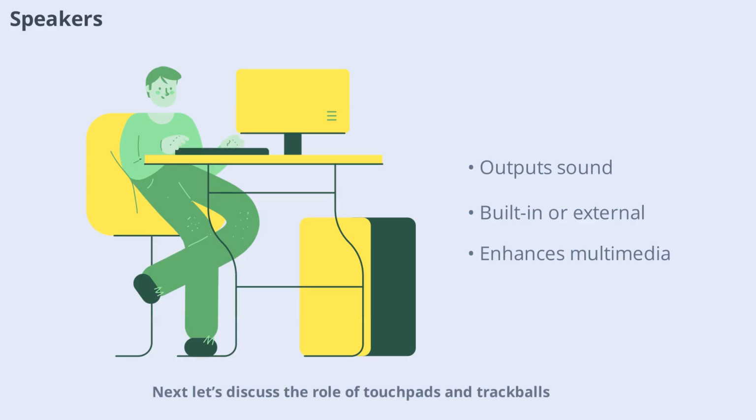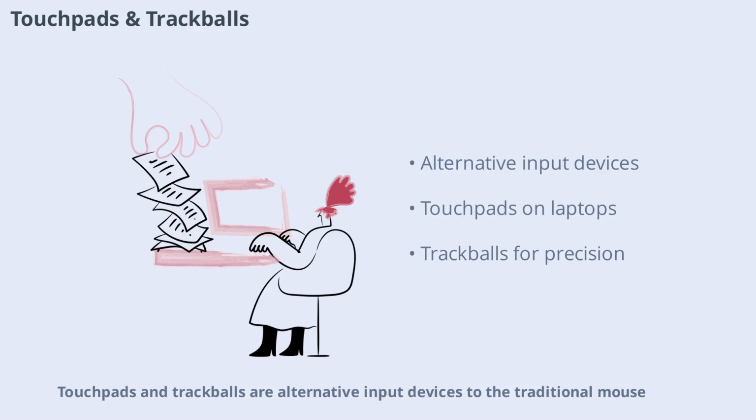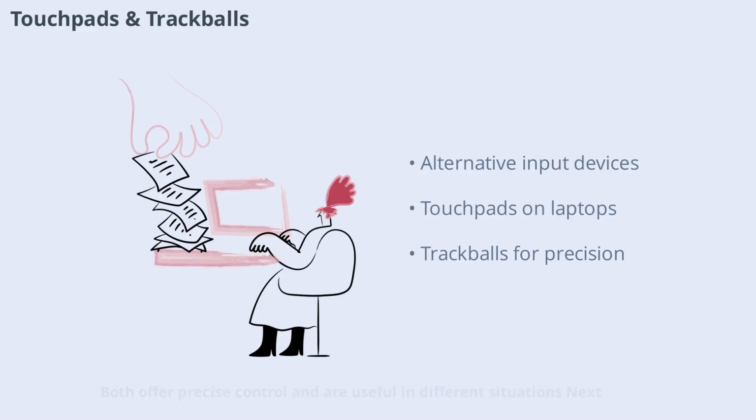Next, let's discuss the role of touchpads and trackballs. Touchpads and trackballs are alternative input devices to the traditional mouse. Touchpads are common on laptops, allowing you to move the cursor with your finger. Trackballs use a rolling ball to control movement. Both offer precise control and are useful in different situations.